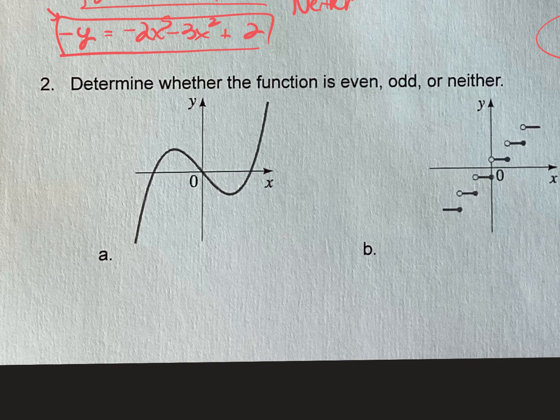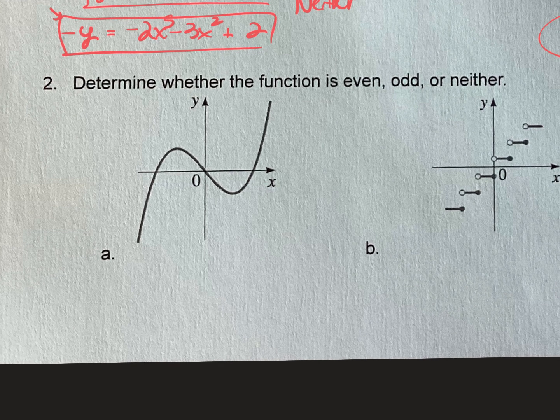Number two, looking at graphs and doing the same kind of thing. Remember, even is if it's symmetric with respect to the y-axis, but this is not. You can't fold that over the y-axis and get the same thing. Odd is if it's symmetric at the origin, which means if you turn it upside down, it's exactly the same, which that one does. That's an odd.